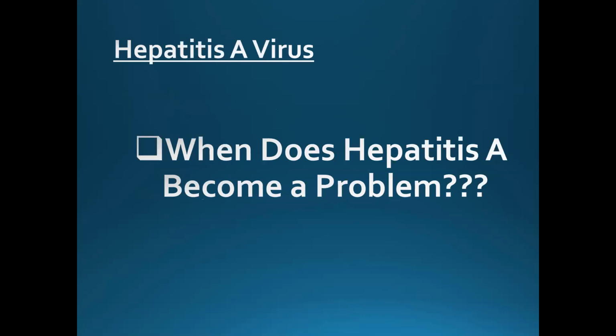When does hepatitis A become a problem? So for the majority of people, for 99.99% of people, it is not a problem. It is a self-limiting disease that will go away on its own.